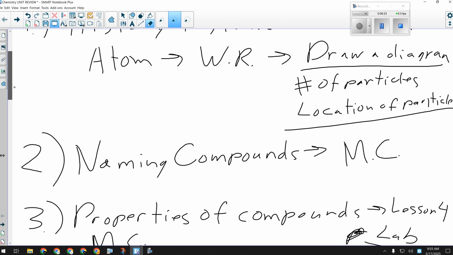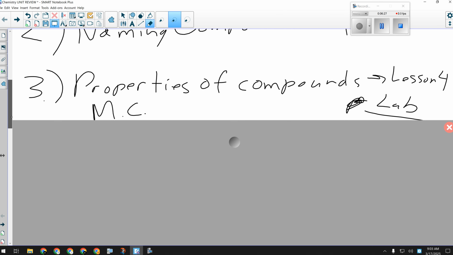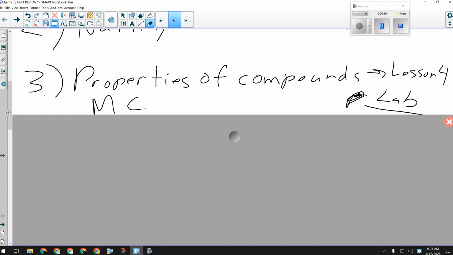So definitely have a look over the notes for lesson 4 as well as your properties of compounds lab for those questions.